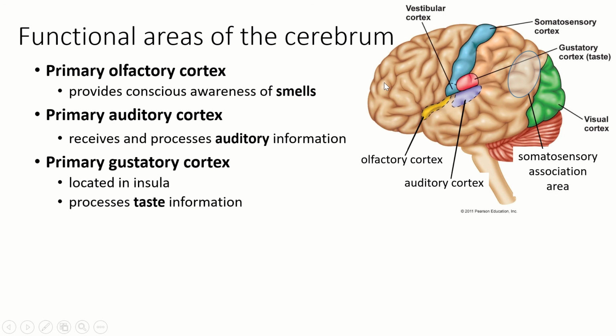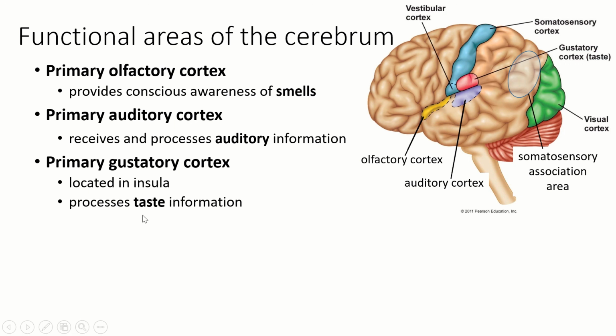All right, now other cortices that you need to know. These are all very small. The olfactory cortex processes smell. Olfaction means smell. That one is right here at the tip of the temporal lobe. The auditory cortex is here, also on the temporal lobe. It's going to process sound. The gustatory cortex is on the insula, so it's deep to these two, and it's going to process taste.